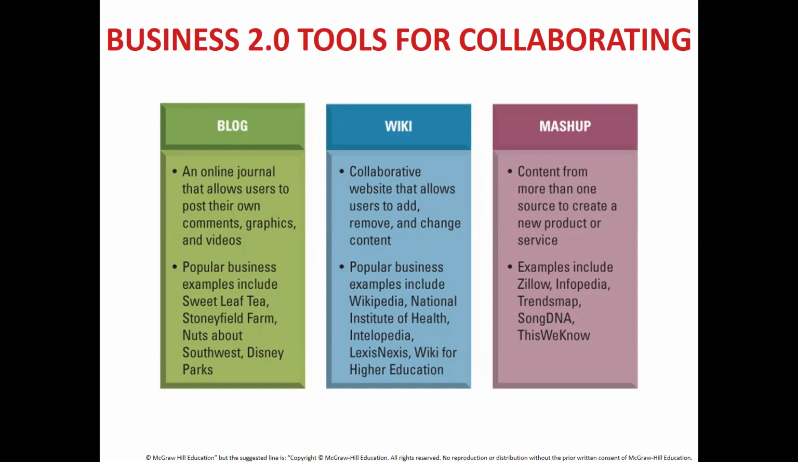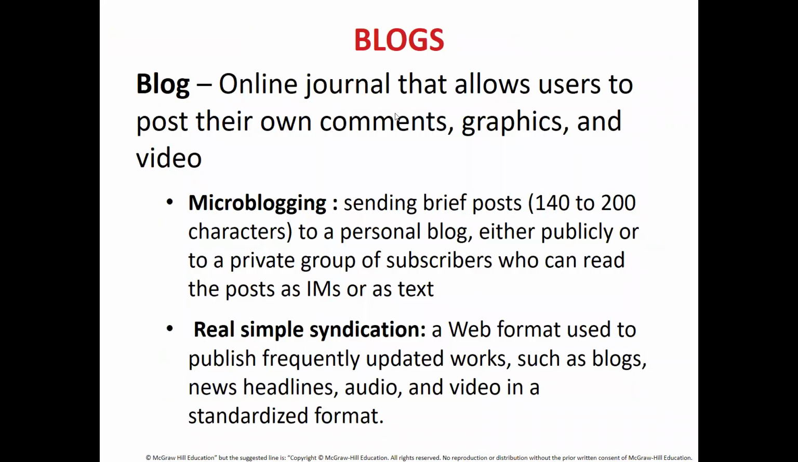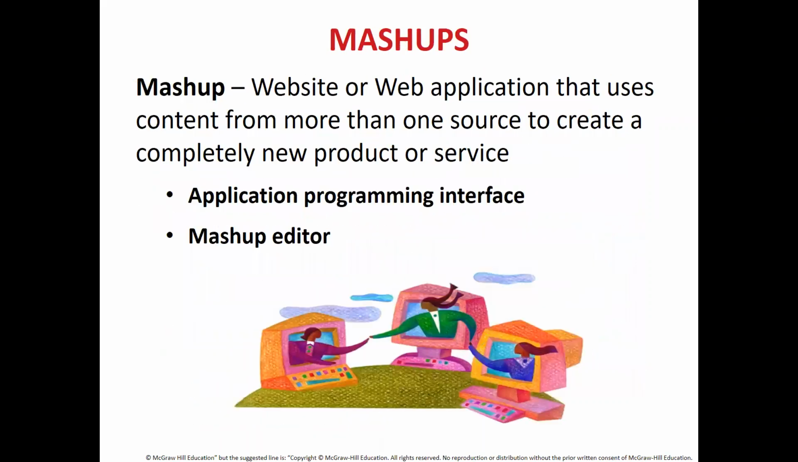And finally, you have mashup, which uses content from more than one source to create a new product or service. With mashup, you extract content from three or four websites, bring it together, and create a new product or service. Examples are given there: we have Wikipedia, Zillow, TrendsMap, SoundDNA. These we know. These are listed in the following slides. I'll just skip that. These are simple things.